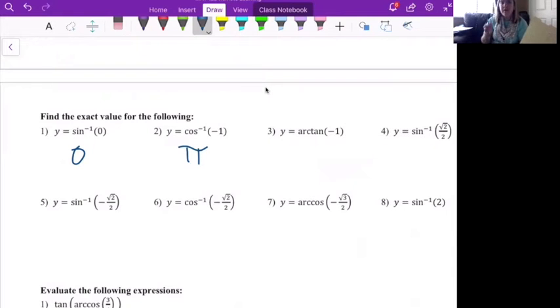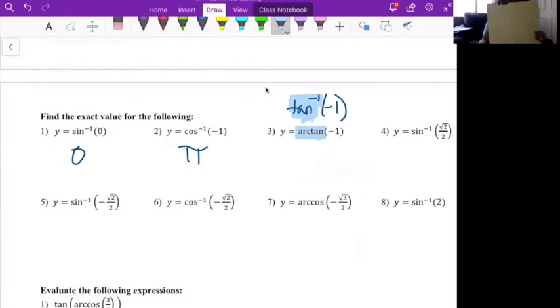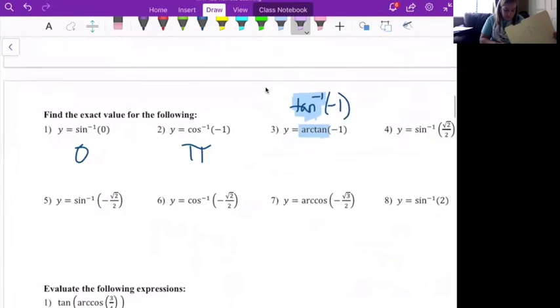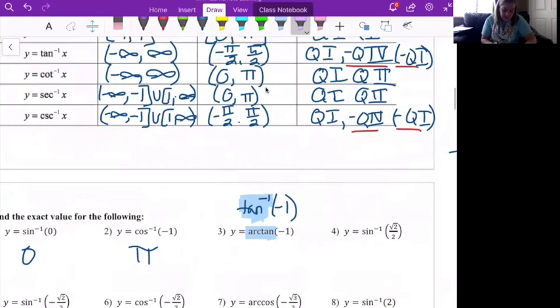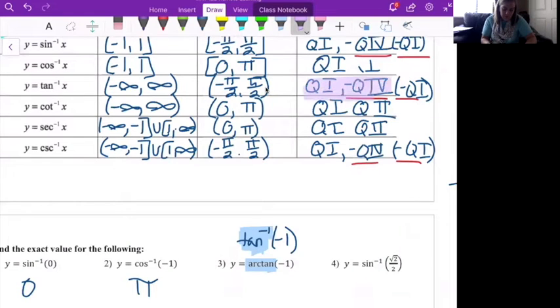Now, for this third one, arctangent is the same thing as tangent inverse. I personally prefer this method of writing it, but these mean the same thing. So again, we want to find where on our unit circle tangent is -1. The only difference is, because we are doing the inverse function, tangent has to be in quadrants 1 or 4, but the negative.